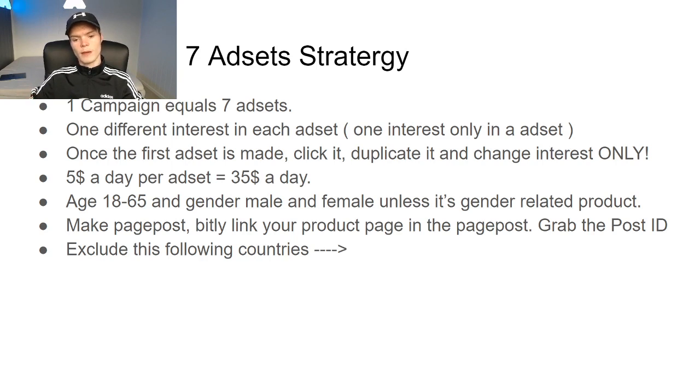Once the ad set is made, you click it and then you duplicate it and you change the interest only. So which means you make an ad set, and it's probably the interest is Netflix. Now you duplicate it and you put in another interest until you have 7 different ad sets, and then you can run it for $5 a day or $10 a day. I highly recommend running $10 a day.